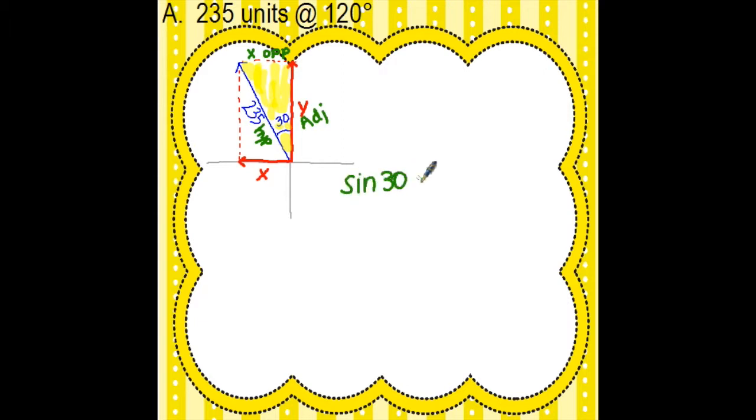I can find X. X is the opposite side. 235 is the hypotenuse. So I put X over 235, and now all I do is cross multiply: sine of 30 times 235. I kept 3 sig figs on my answer. And now for the direction, I just look at my picture. You can tell X is pointing to the west. My direction is west.